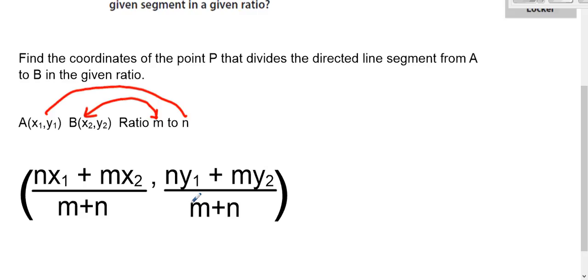You've got the 2 points. M gets multiplied to the second point. N gets multiplied to the first point. And then the number you divide by, rather than midpoint where you always divide by 2, you divide by whatever you get when you add those two pieces together, those two numbers of the ratio.